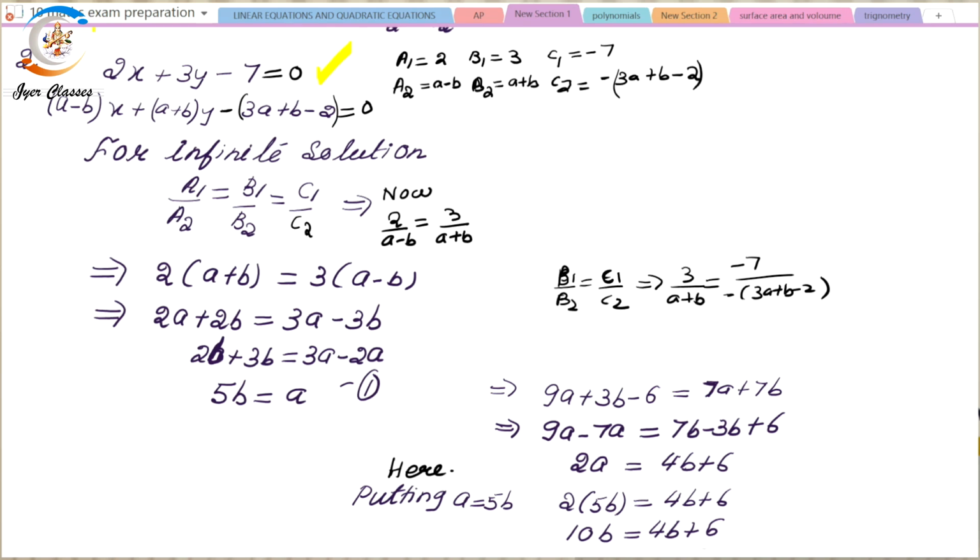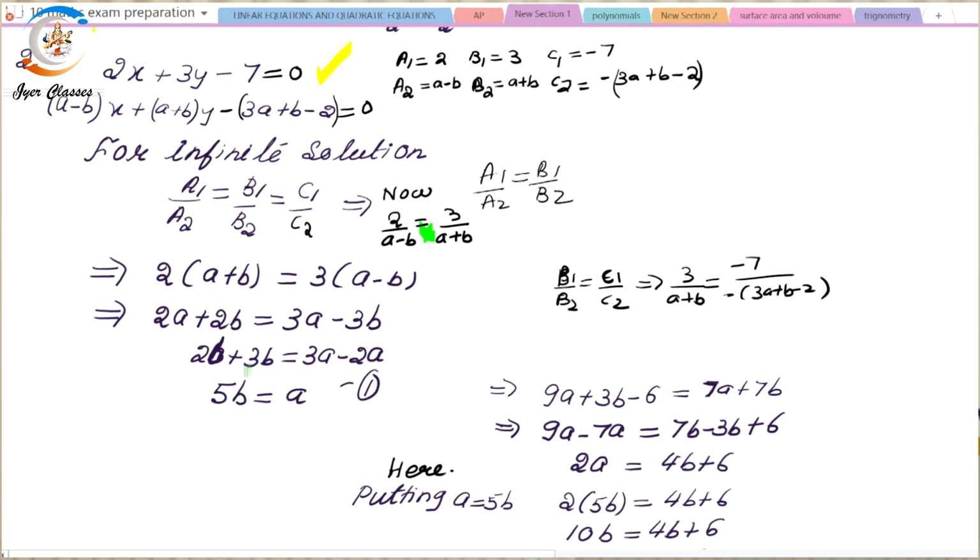Now, what is the value of a1? a1 is equal to 2 and a2 is equal to a minus b. So, we can write here a1 by a2 is equal to b1 by b2. Put the values, a1 is 2 and a2 is a minus b, b1 is 3 and b2 is a plus b. क्रॉस मल्टीप्लाई कर लो. क्रॉस मल्टीप्लाई करने पर क्या मिलेगा तुम्हें? तो ये हो गया 2 से a प्लस b को मल्टीप्लाई कर लो और 3 को a माइनस b से मल्टीप्लाई कर लो. ब्रैकेट ओपन करो. 2a plus 2b is equal to 3a minus 3b.